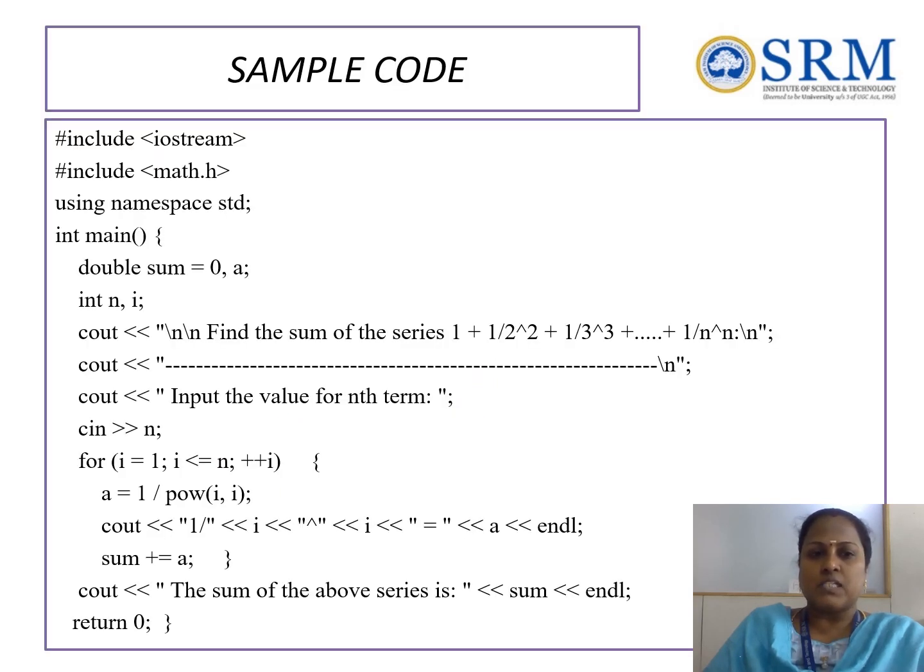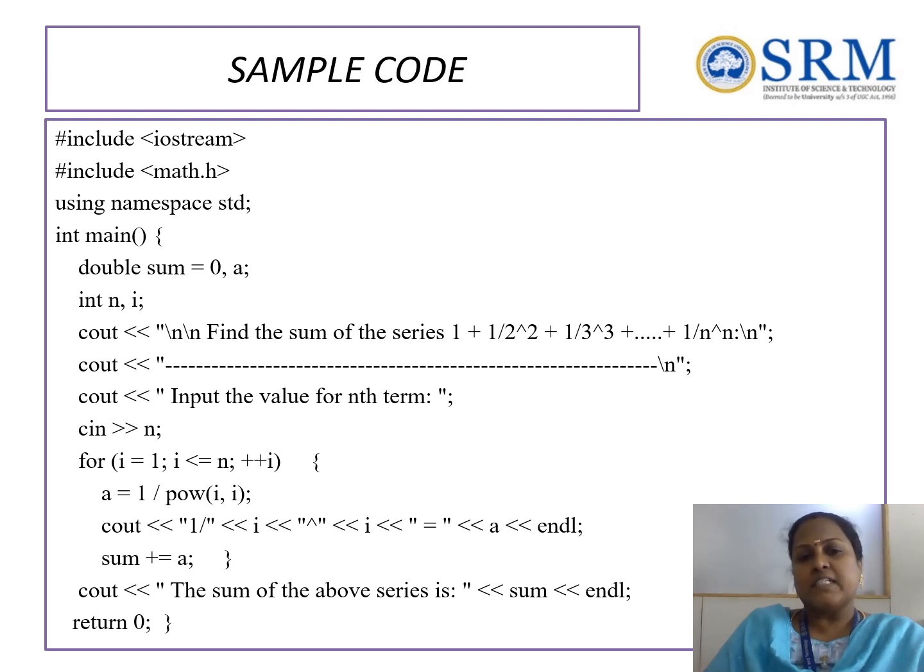So the sample code requires including the input output stream package and the mathematical package. Using namespace std removes the standard scope resolution for cout, cin and all. Then this is your main program part, where your entry begins. Then declare the required variables: double sum equal to 0, integer n comma I. Then this is the question given, so the cout statement will display it on the monitor. To generate this series, we need the nth value. So the nth term is your input, read using the cin input statement.